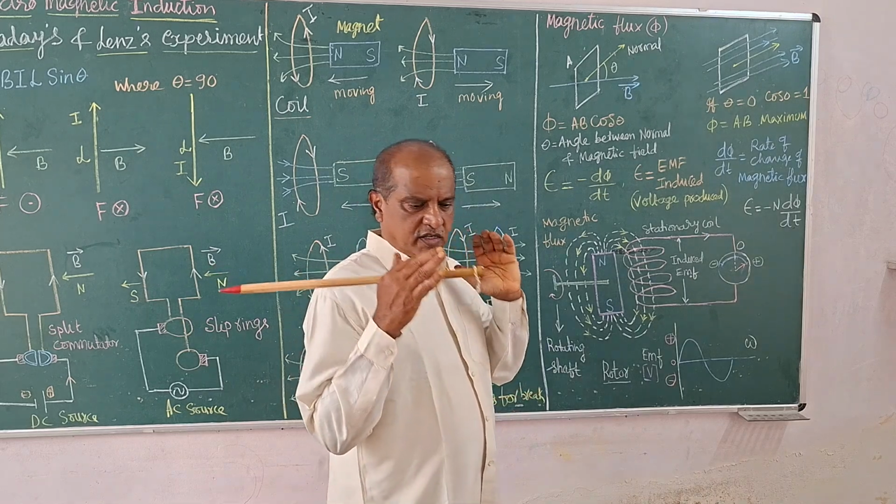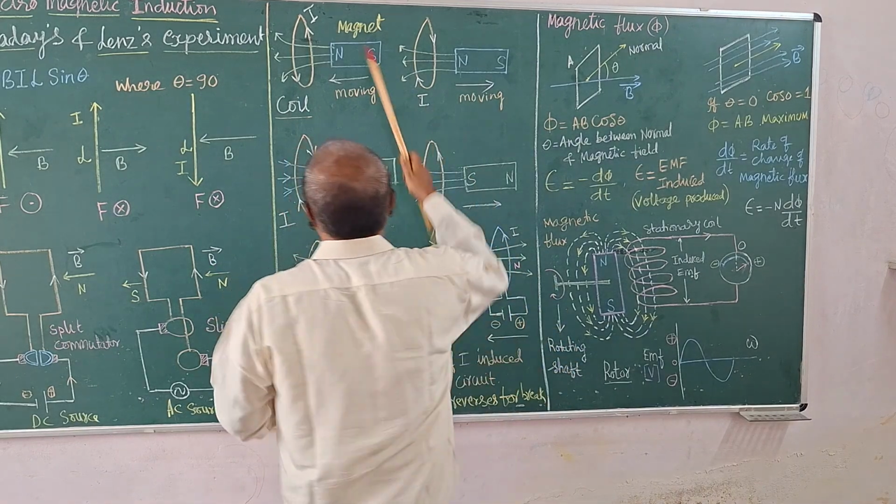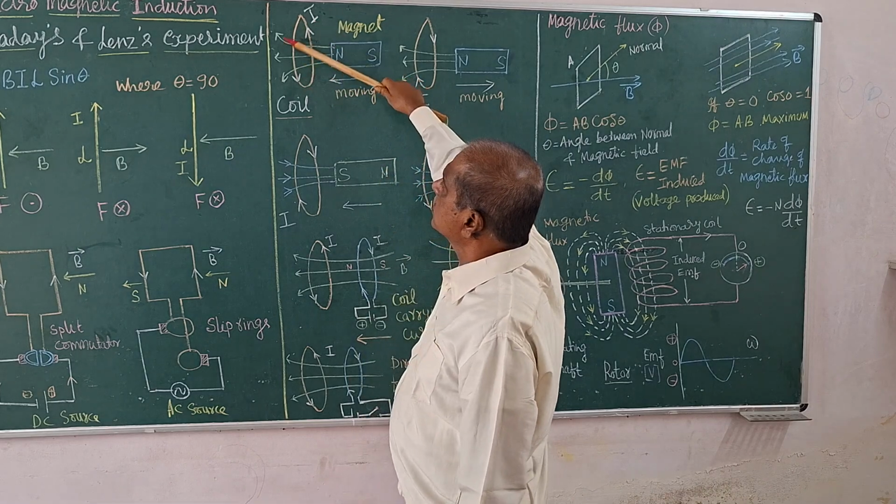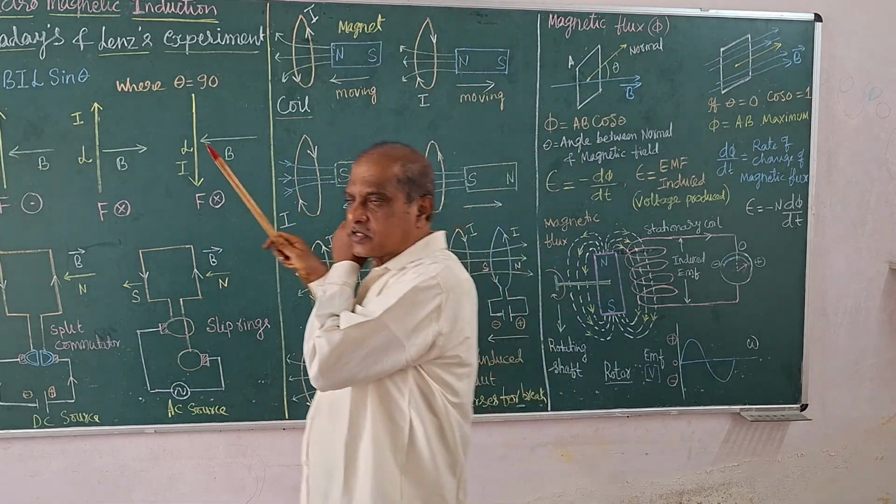Voltage, what is voltage? Induced. If the voltage is induced in the conductor, electric current flows in one direction. I'll tell you what the direction is, of course.